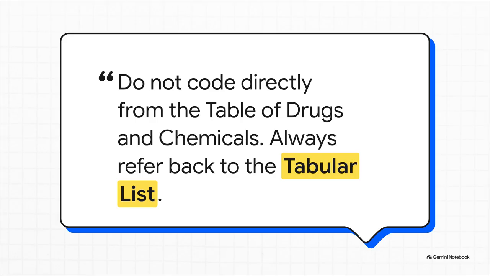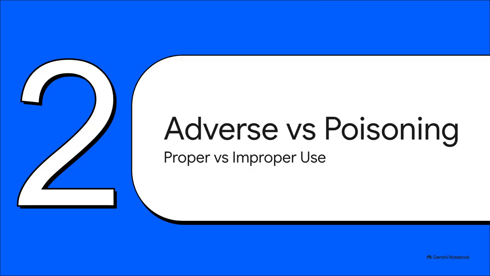Why? Because the tabular list provides the necessary instructions for those crucial 7th characters, like A for initial encounter, D for subsequent, or S for sequela. Plus, it gives you those critical code first or use additional code instructions that you just won't see in the index. Moving on to Section 2, adverse effect versus poisoning, the law of proper versus improper use.